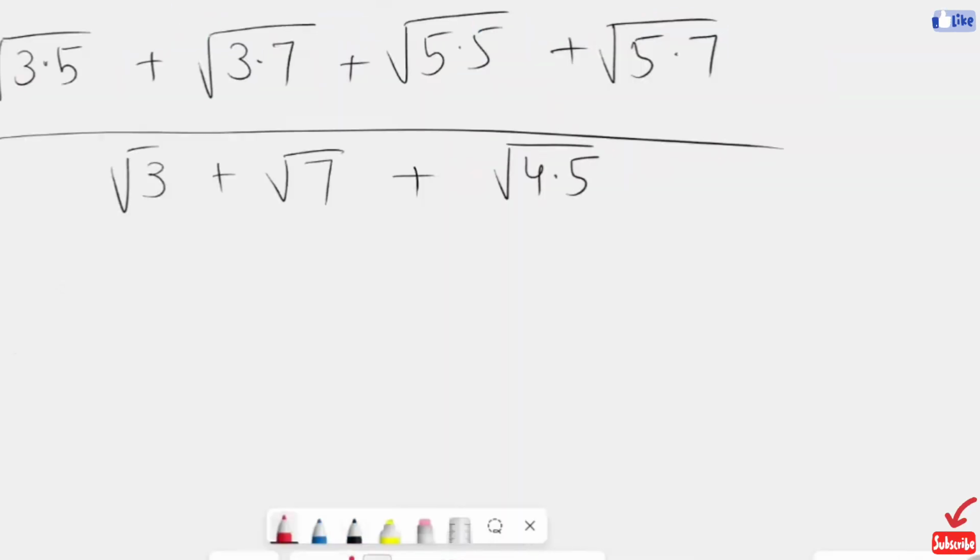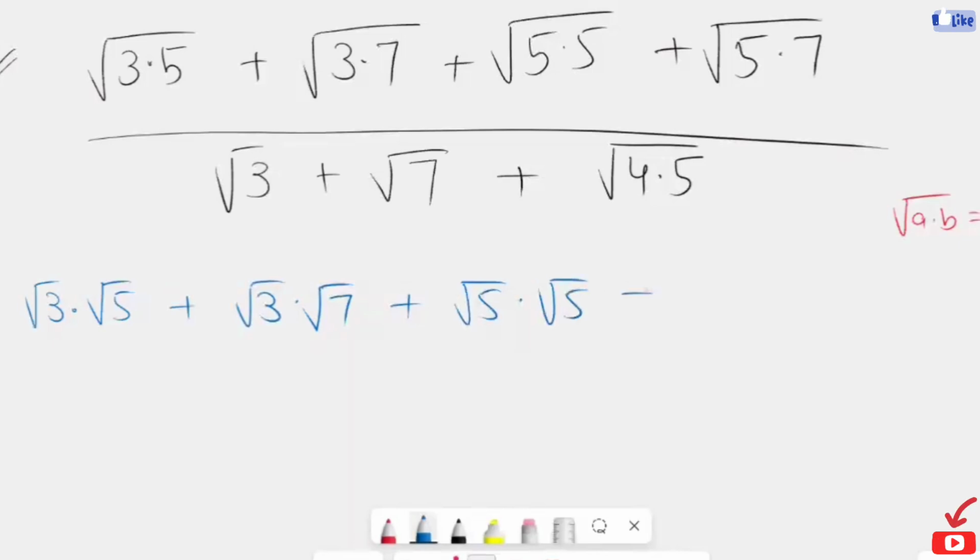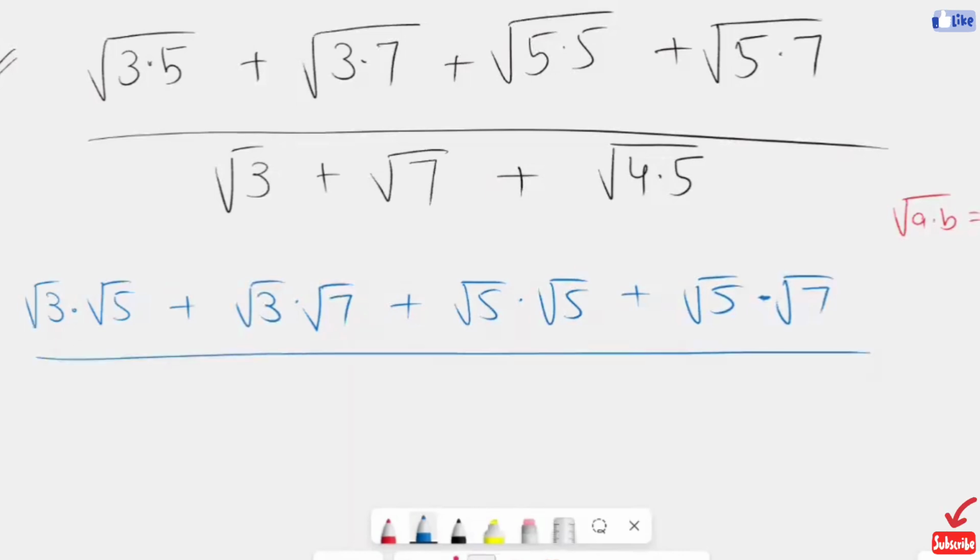Now here I am going to use the radical property that is root of a times b is equal to root a times root b. So I am going to apply it here. So the equation turns to root 3 times root 5 plus root 3 times root 7 plus root 5 times root 5 plus root 5 times root 7 over root 3 plus root 7 plus root 4 times root 5.